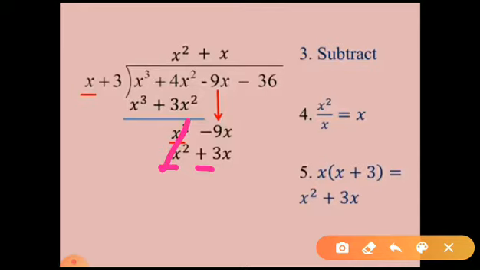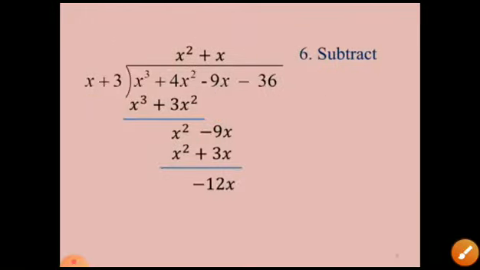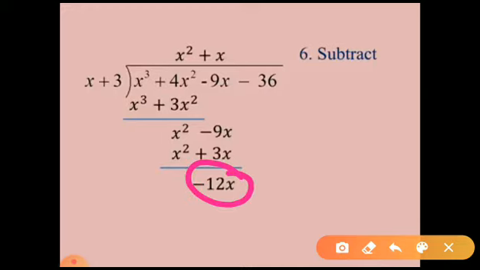So x square will get cancelled. And minus 9x minus 3x, both the signs are the same, that means it should be addition. So minus 9 minus 3, what will you get? It will be minus 12, so it will be minus 12x. Is that clear? Again check whether the power of x in minus 12x is equal to the power of the divisor's x. Yes, that means I can divide it again.